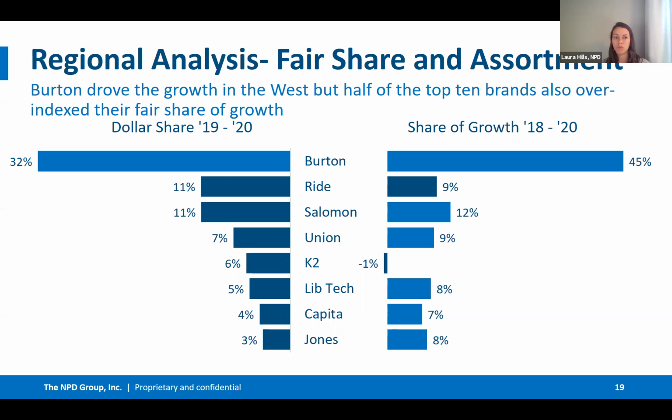So the one that's most contributing growth to the overall category. So we see that Burton is 45% share of the growth that the category has seen in the West in the past 2 years. So compared with their 32% dollar share, certainly they're over-indexing in that growth. But for each of the light blue bars, that's representing the brands that are over-indexing by 1% or more in their share of growth contribution. So Salomon is over-indexing, Union, Libtech, Capita, and Jones.